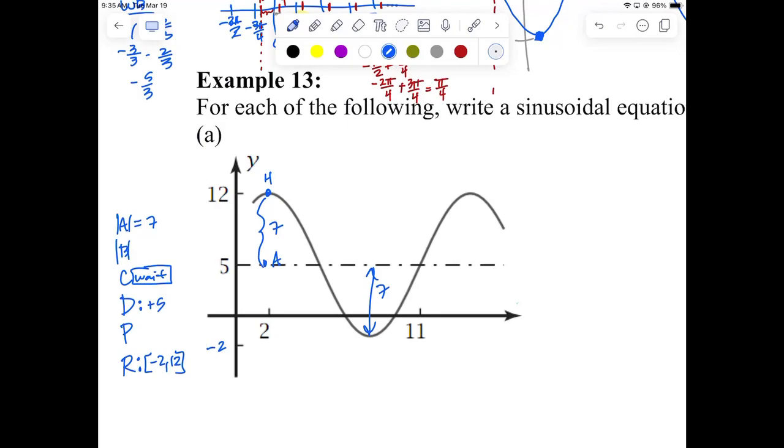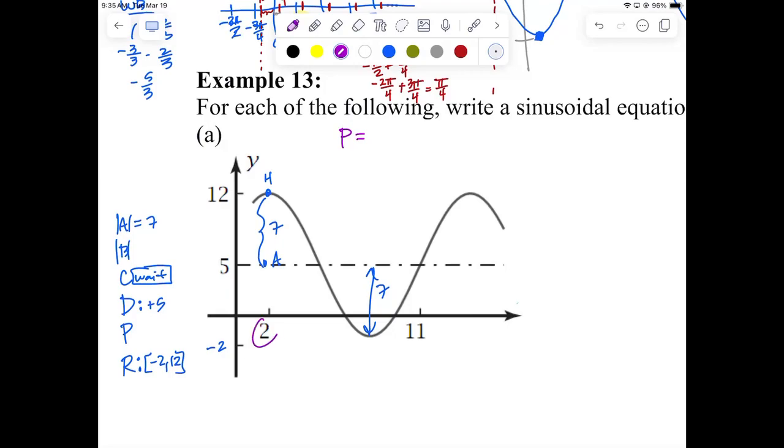What else do I need for my equation? I need the b value, don't I? I need the number of cycles in 2 pi. That's going to be kind of hard to get. So instead, we get the period. Is there a way to figure out what the period of this graph is?